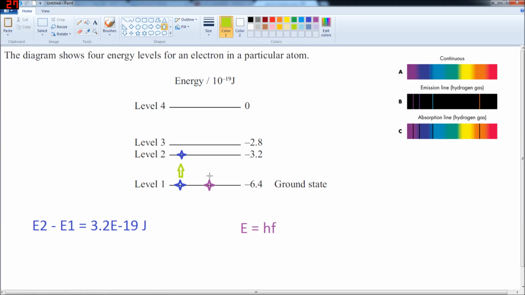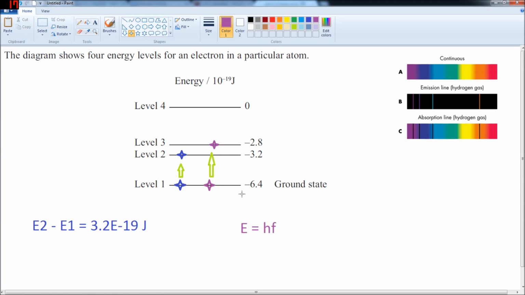So let's do that. This time we get a bit more energy, and this time the electron ends up at level 3. Now if you wanted to do that, you'd need a photon with energy 6.4 minus 2.8. Let's hope my maths doesn't screw up here. 3.6. You'd need 3.6 times 10 to the minus 19 joules, because the difference between 6.4 and 2.8 is 3.6. So again, you could work out the frequency of light needed to jump that electron up.